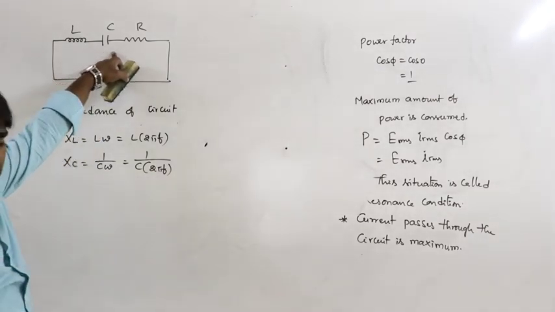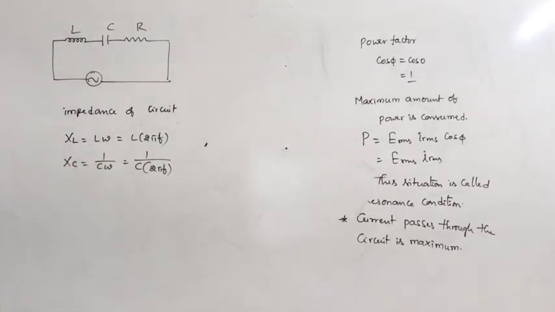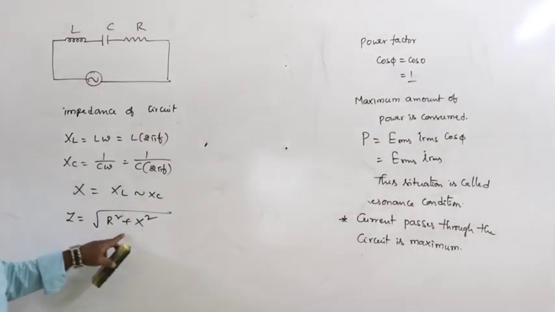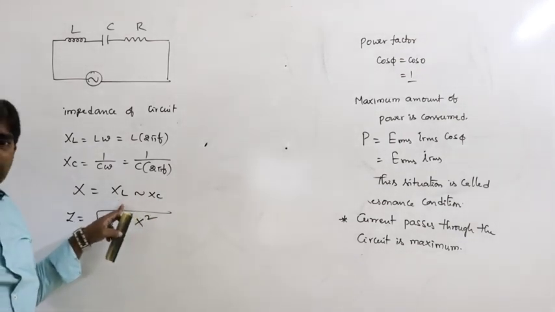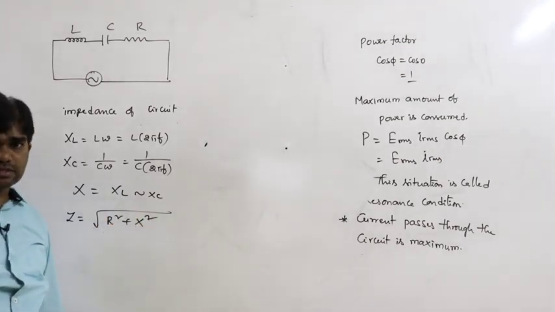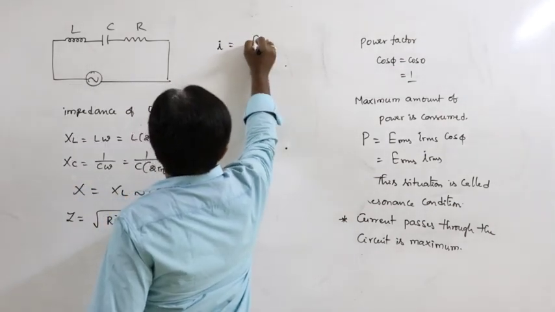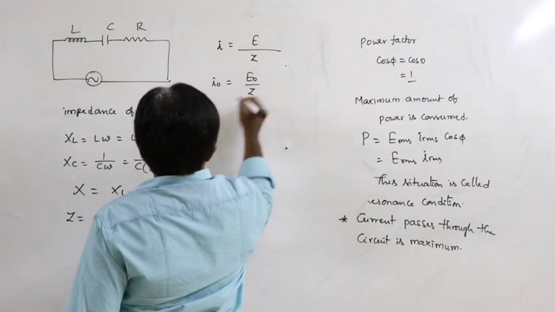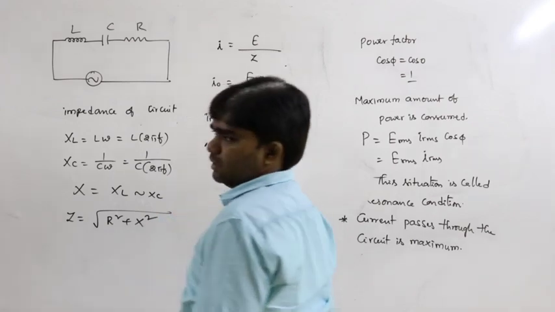To calculate the impedance of the circuit, first we have to calculate XL and second XC. Then find X, which is XL minus XC. Z is equal to under root R square plus X square, where X is the difference of XL and XC. How can you calculate the current? Current is E divided by Z, or I naught is E naught by Z, or I RMS is E RMS divided by Z.